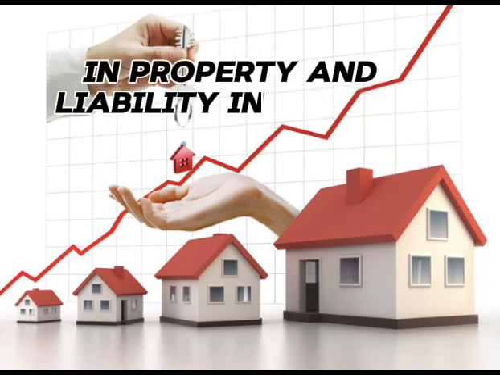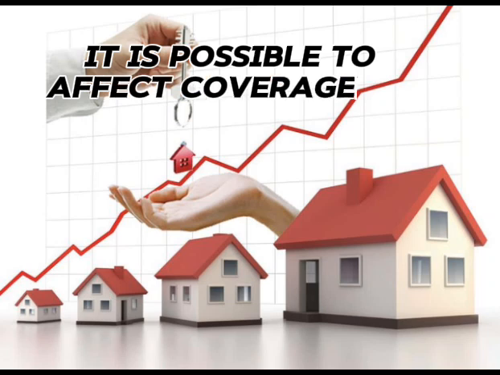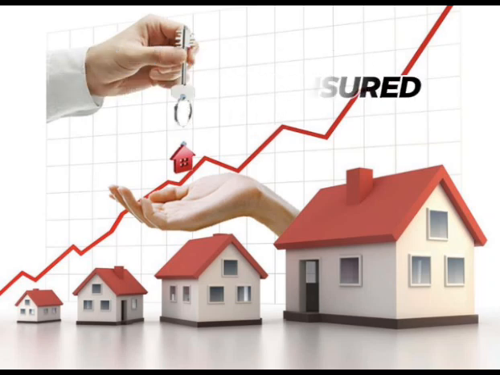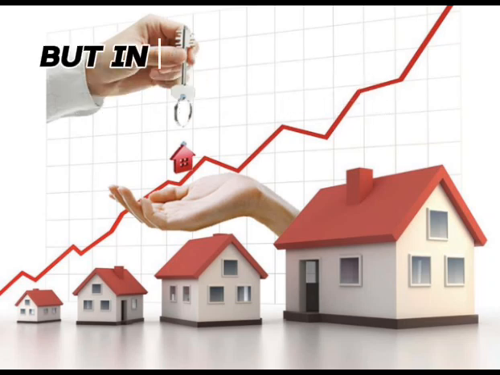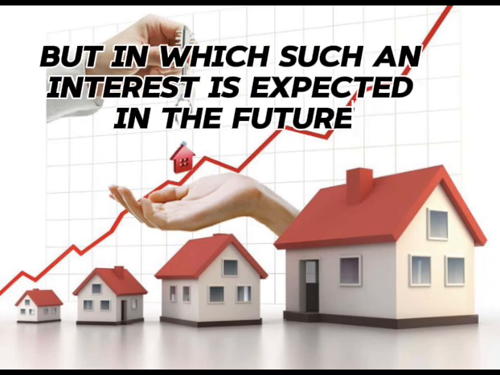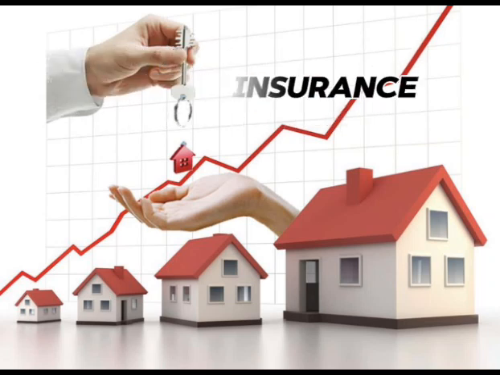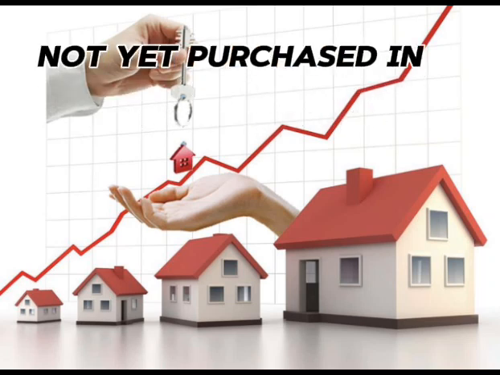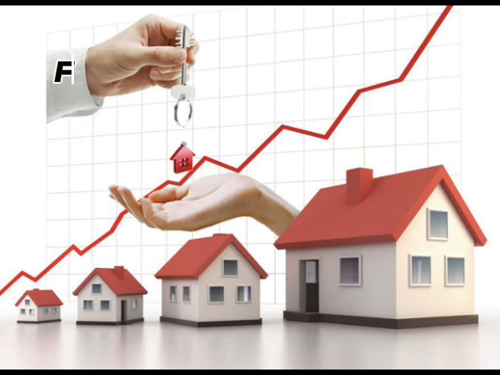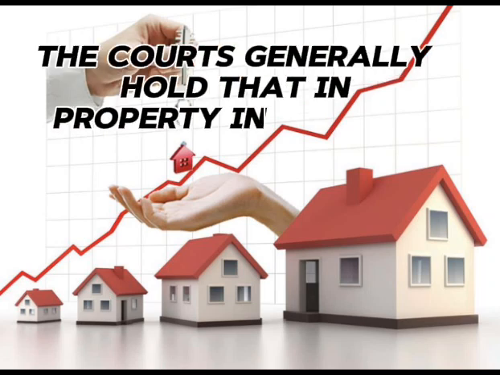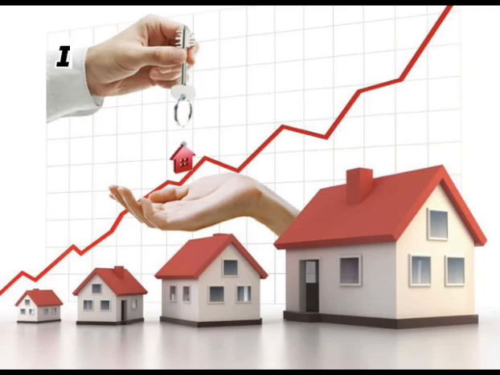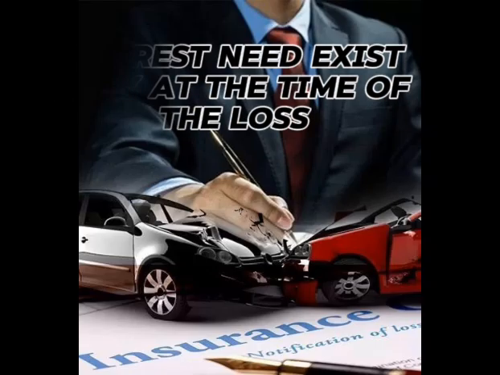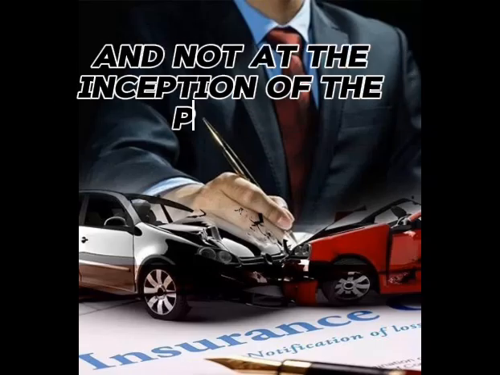In property and liability insurance, it is possible to effect coverage on property in which the insured does not have an insurable interest at the time the policy is written, but in which such an interest is expected in the future. In marine insurance, a shipper often obtains coverage on the cargo it has not yet purchased in the anticipation of buying cargo for the return trip. As a result, the courts generally hold that in property insurance, insurable interest need exist only at the time of the loss, and not at the inception of the policy.